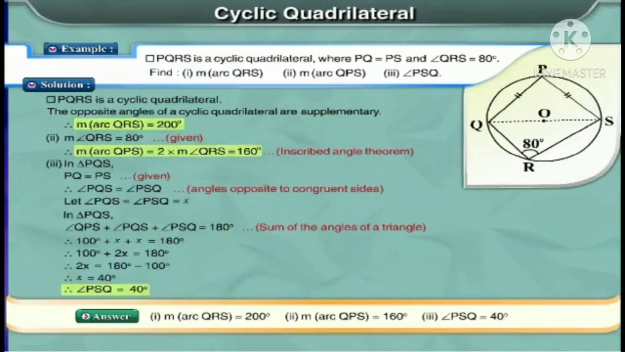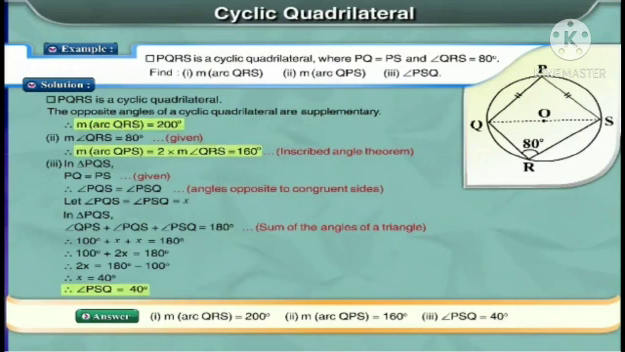Now let us consider triangle PQS. In this triangle PQ is equal to PS, this is given. Therefore angle PQS is equal to angle PSQ, since angles opposite to the congruent sides are equal. Let angle PQS is equal to angle PSQ, which is equal to x.